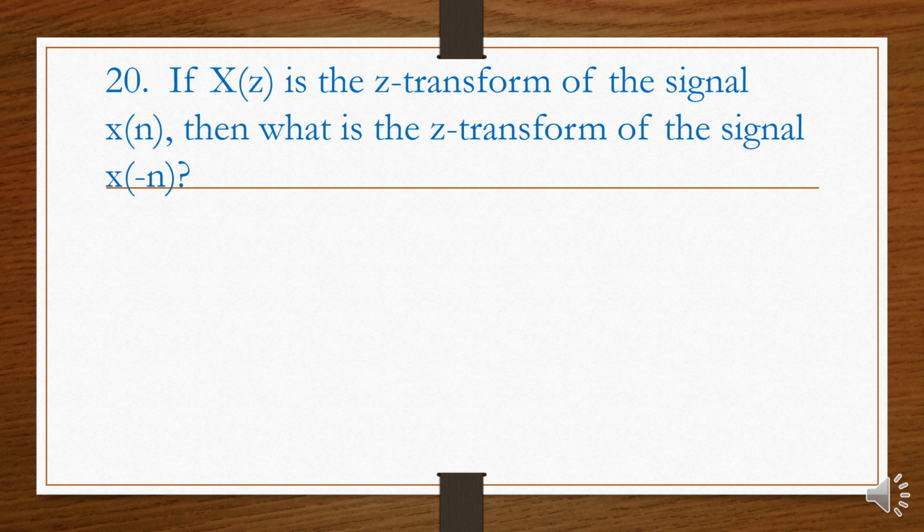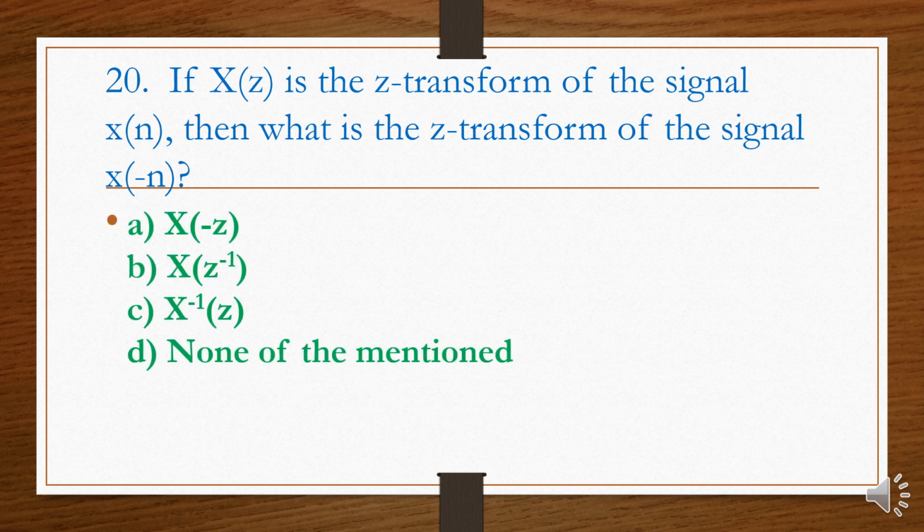Next question. If X of z is the Z transform of the signal x of n, then what is the Z transform of the signal x of minus n? So option A, X of minus z. Option B, X of z inverse. Option C, X inverse z. And option D, none of the above mentioned. The answer is option B, X of z inverse.